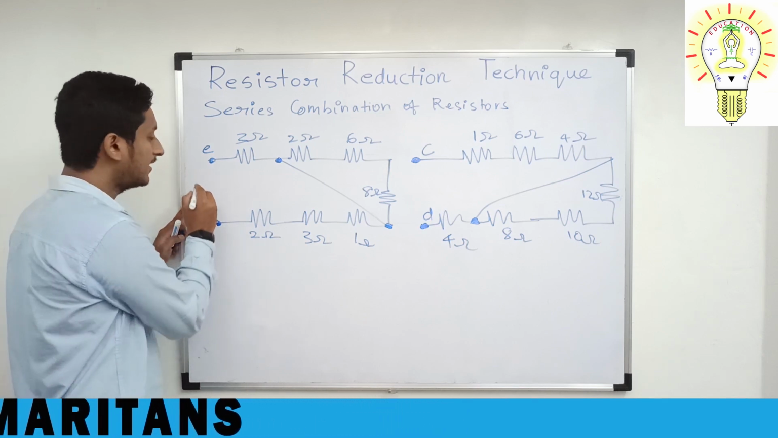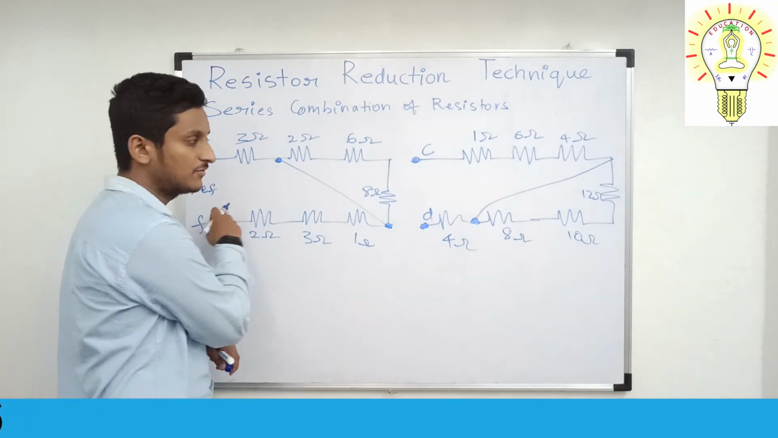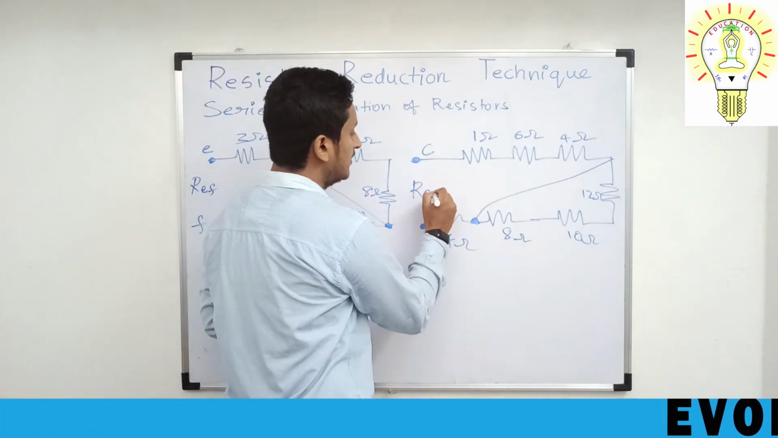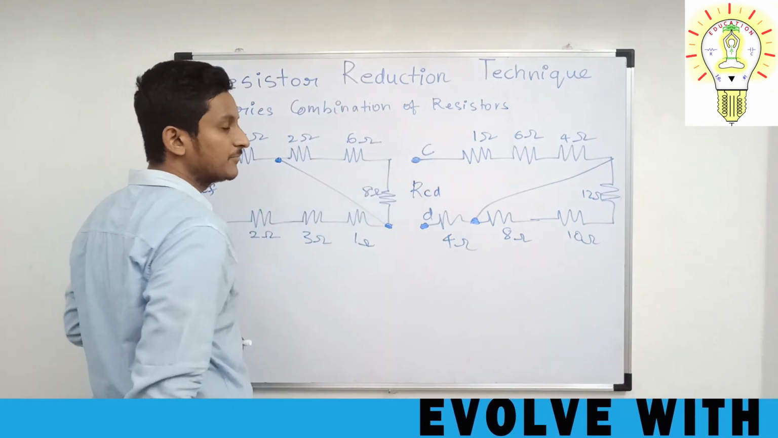We have to calculate the resistance between E and F, the equivalent resistance. Here we have to calculate between C and D. We have to check what is the resistance between this part.